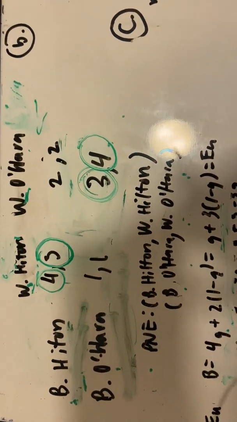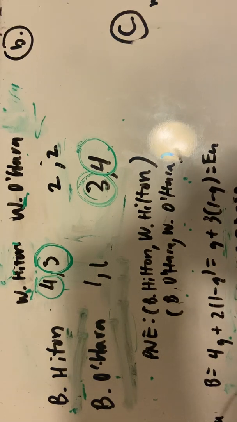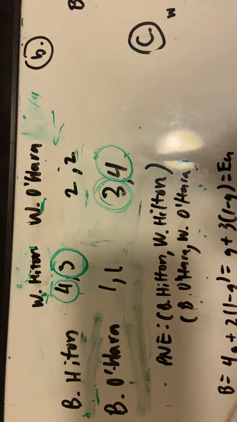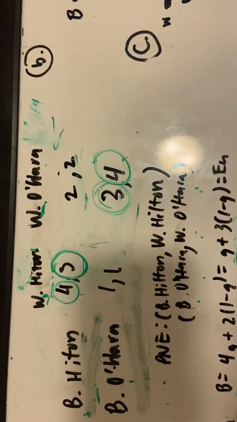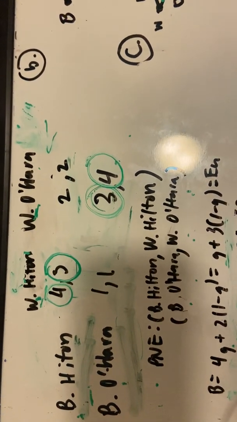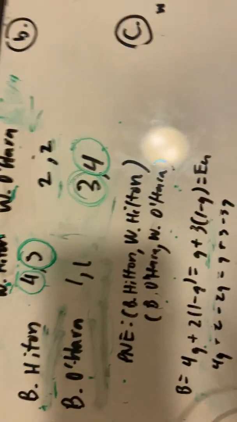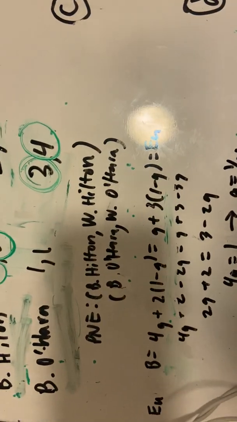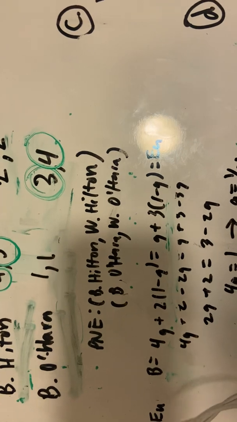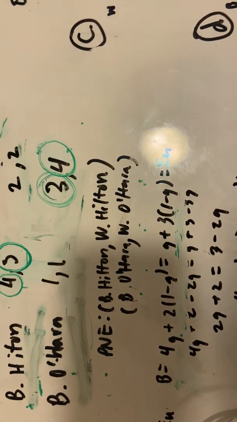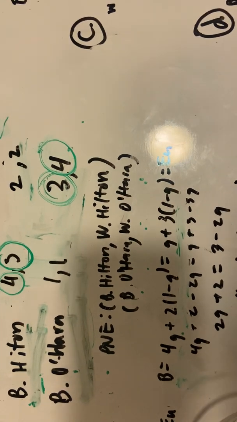So you can tell that this is a pure strategy Nash equilibrium because if one of the states were to deviate, they would not be able to gain a higher payoff. So when brewery chooses Hilton, winery will also choose Hilton, and when brewery chooses O'Hara, winery will also choose O'Hara.